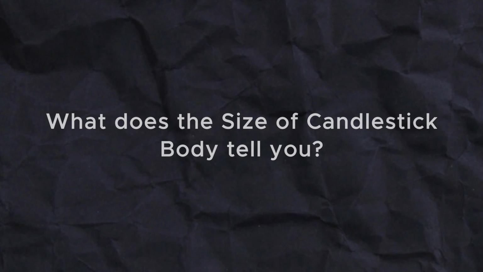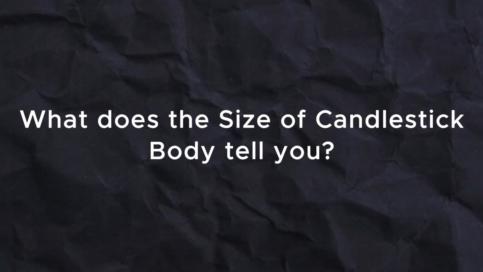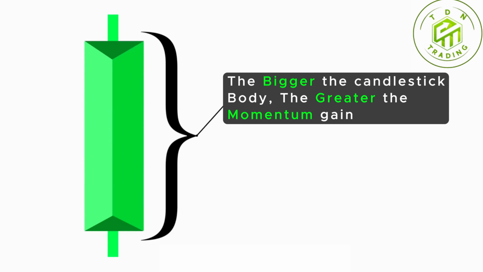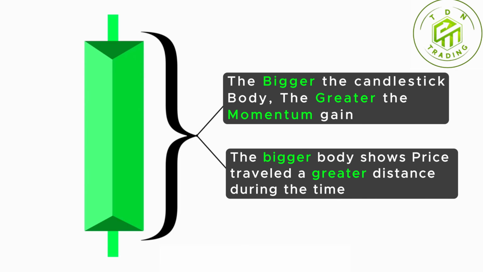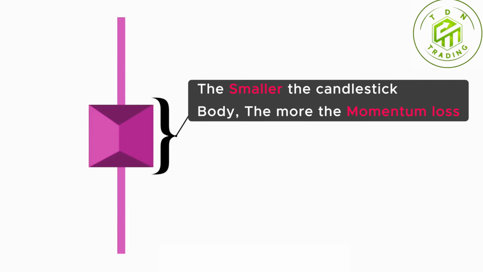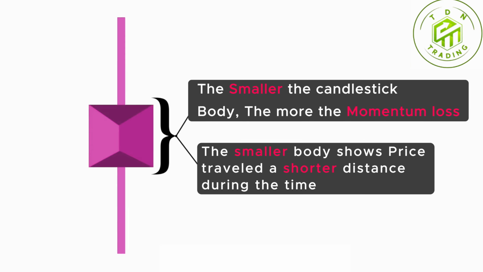Now, what does the size of the candlestick body tell you? The bigger the candlestick body represents momentum gain, as price traveled a greater distance during that time period. The smaller the candlestick body represents momentum loss, as price traveled a shorter distance during that time period.